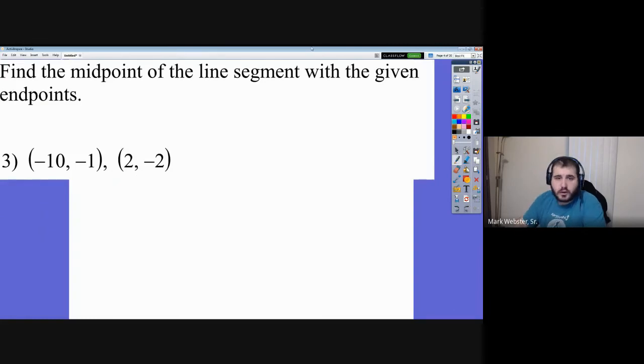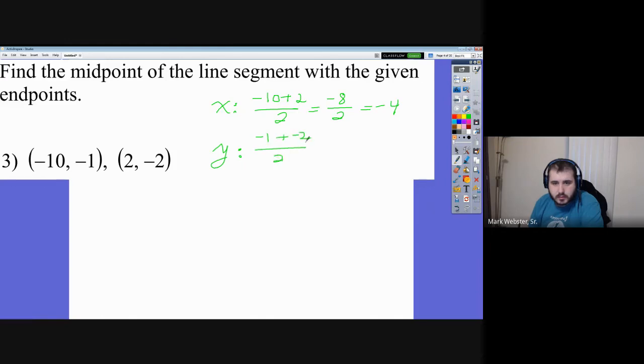So with this one, go ahead, give it a try. Same idea. First we're going to combine the x's. Negative 10 plus 2 is negative 8. Divided by 2 is negative 4. There's your x value. Now let's do our y value. Got negative 1 and negative 2. Negative 1 and negative 2 make negative 3.